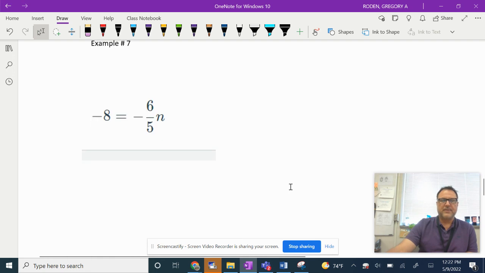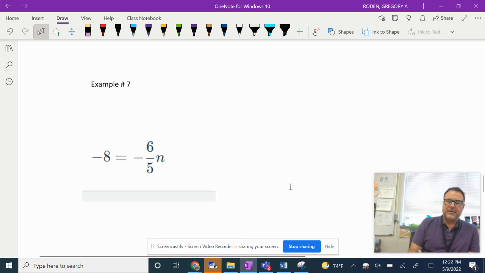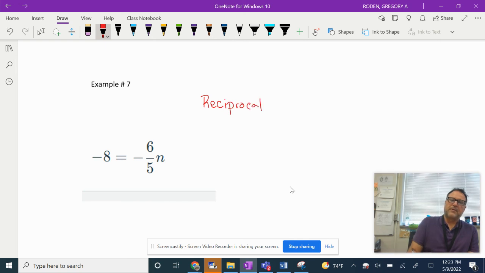All right, example number 7. Here we go. Now, this one, these are probably the most challenging of them. We have a fraction. So what we want to do is multiply both sides by the reciprocal. And remember, what is the reciprocal? I always say refliprical. You're going to multiply by the reciprocal. What do you mean by reciprocal, Mr. Roden?